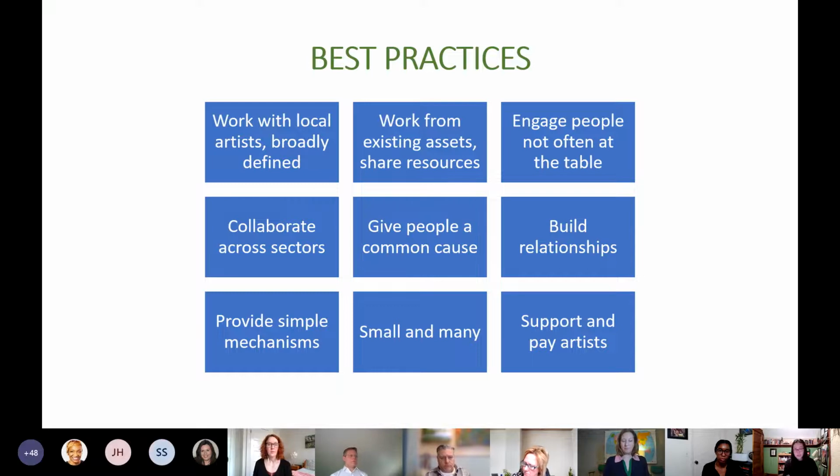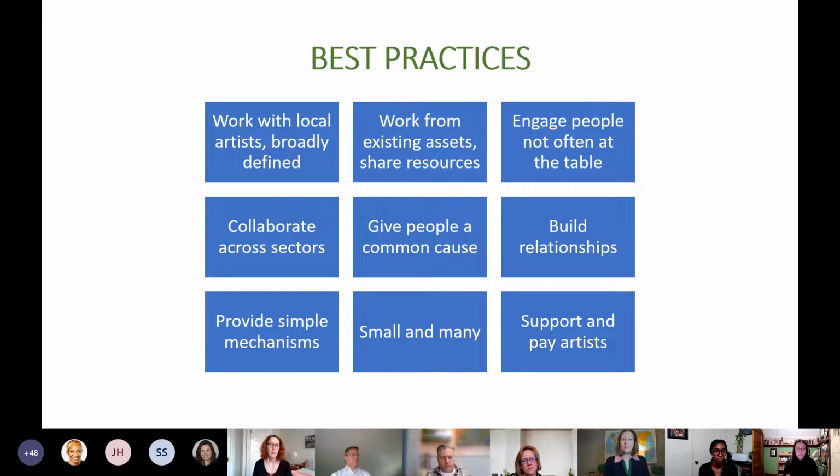Collaborating across sectors, I mentioned. Giving people a common cause. Artists are great at doing this, but artists themselves are also interested in working together and moving something forward as a group. Building relationships, I touched on this a little bit. That is actually, I think, really the hidden work. And actually the easy part.